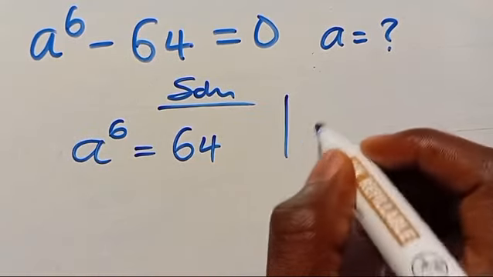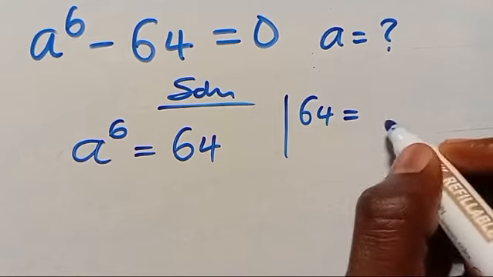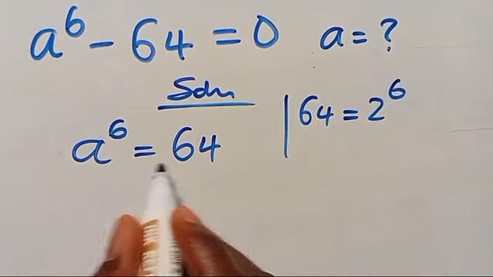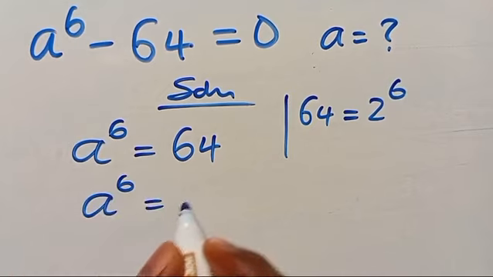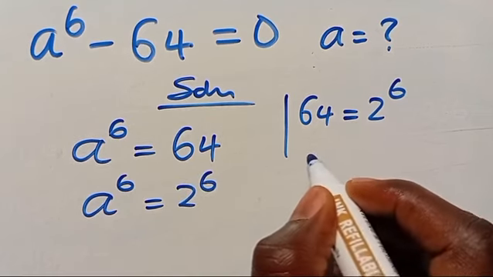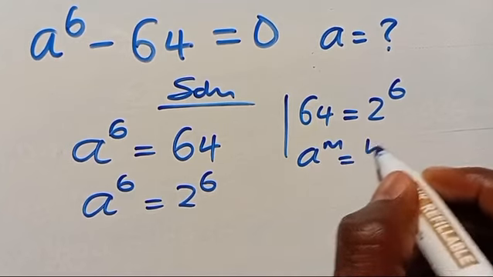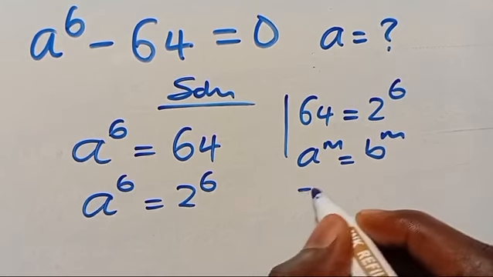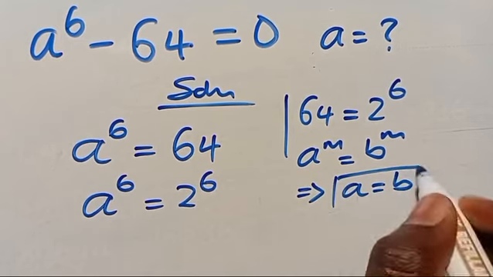Then, we must know that we can have 64 in base 2 as 2 to the power of 6. So when we substitute it here, we can have a to the power of 6 equals 2 to the power of 6. Then let us recall that when we have a to the power of m equals b to the power of m, so far they have the same power, this implies that a will be equal to b.